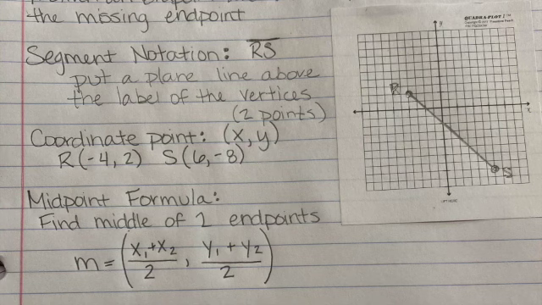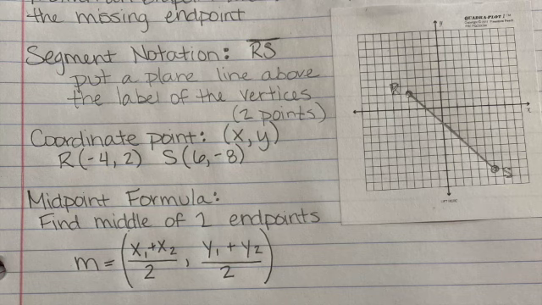Today we're going to be talking about 3 different things: segment notation, coordinate points, and the midpoint formula. Notice how on the graph to the right, I have 2 points, R and S. We call these vertices. To write these points in segment notation, we would write capital R, capital S, and draw a line above them. R and S can also be considered coordinate points. The way we write coordinate points is by putting the X value, comma, the Y value, all in parentheses.